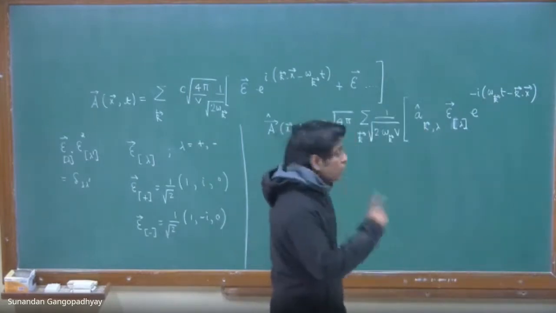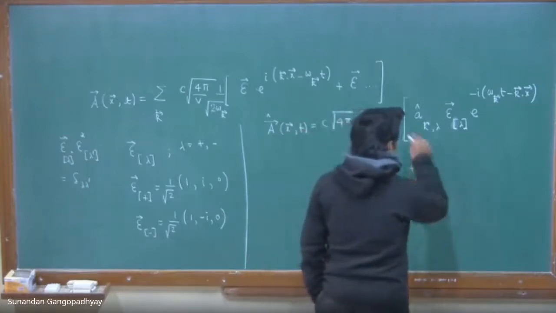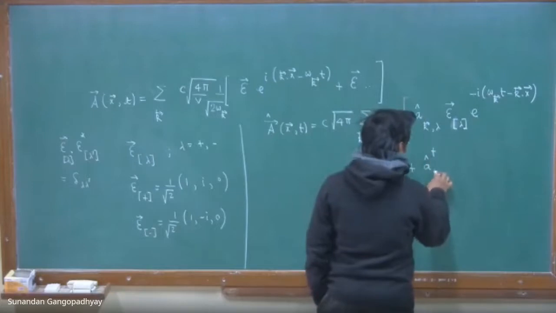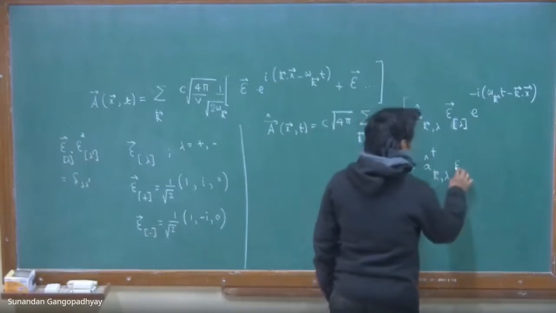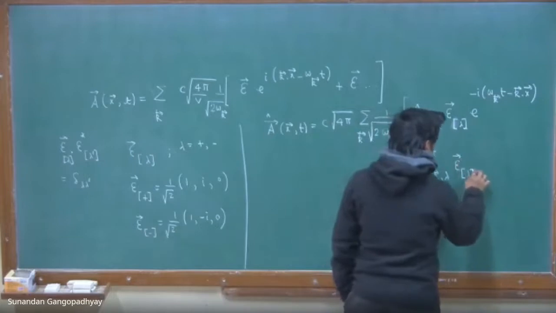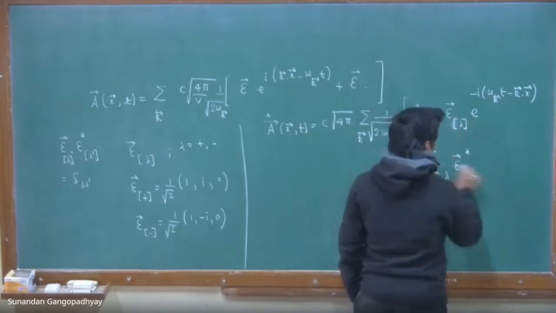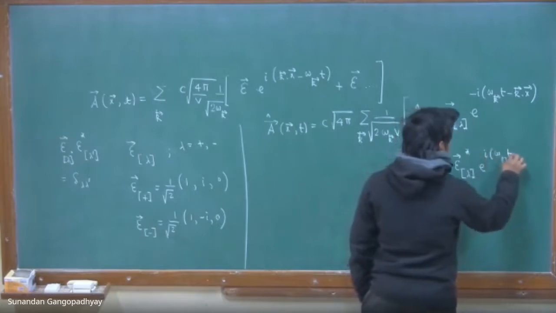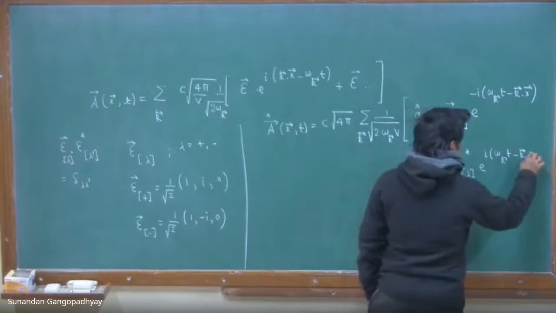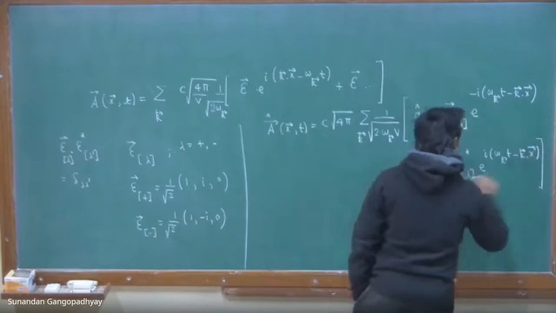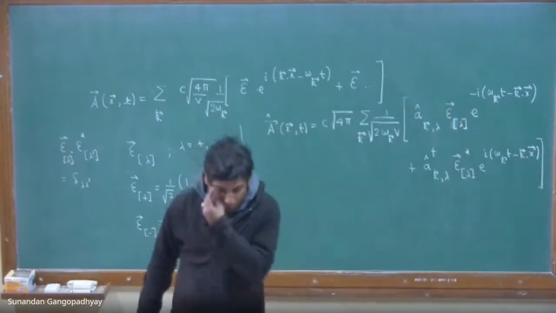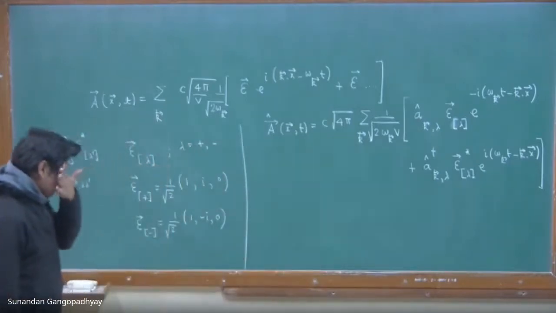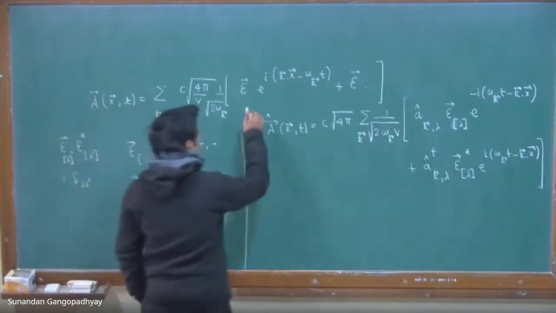You can take that direction to be the z direction, and then you will have the complex conjugate of this term. So it will be a hat dagger k vector lambda, epsilon vector lambda once again, then you have a star, take the complex conjugate, and then you have e to the power i(omega_k t minus k·x). This is the complete mode expansion of the field operator. So this is what it is. So this is the quantum case.